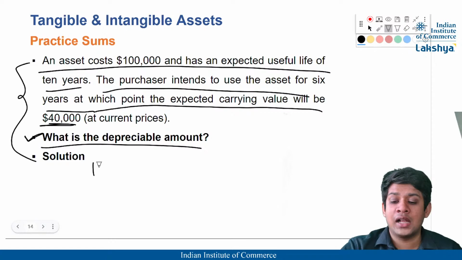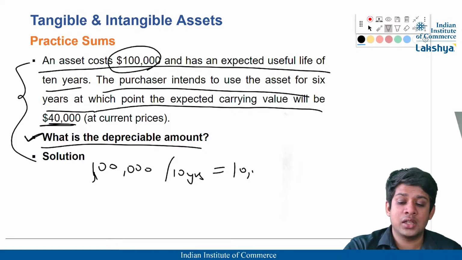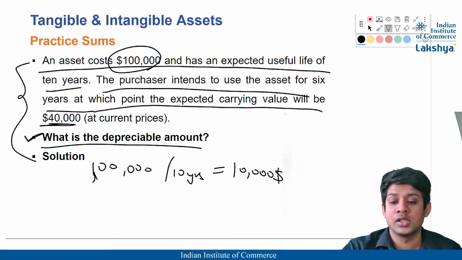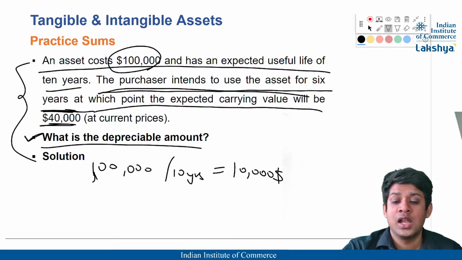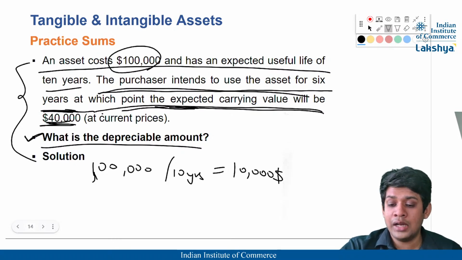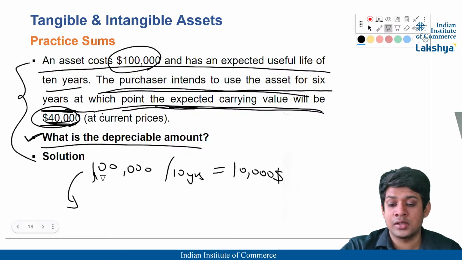Firstly, an asset has a value of $1 lakh and an expected useful life of 10 years. So the depreciation per year will be $1 lakh divided by 10 years, which is $10,000. The purchaser intends to use the asset for only 6 years, at which point the expected carrying value will be $40,000. Technically, he wants to sell it at $40,000 after 6 years.